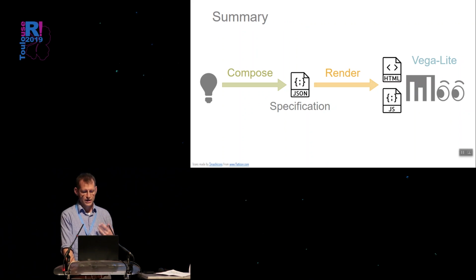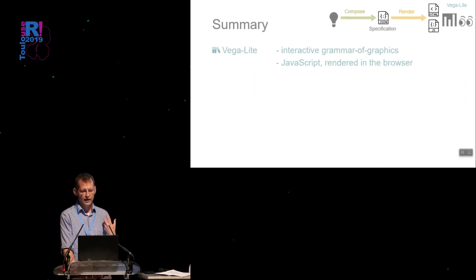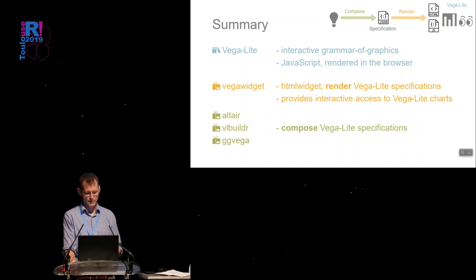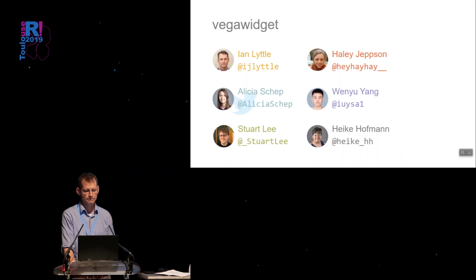So to summarize, we have 3 steps here. Vega Lite is what the end user sees, an interactive grammar of graphics, JavaScript rendered in the browser. Vega Widget renders Vega Lite specifications and provides you some interactive access to Vega Lite charts. And we have a series of packages that help you compose Vega Lite specifications: Altair, VL Builder, and GIGAVEGA.